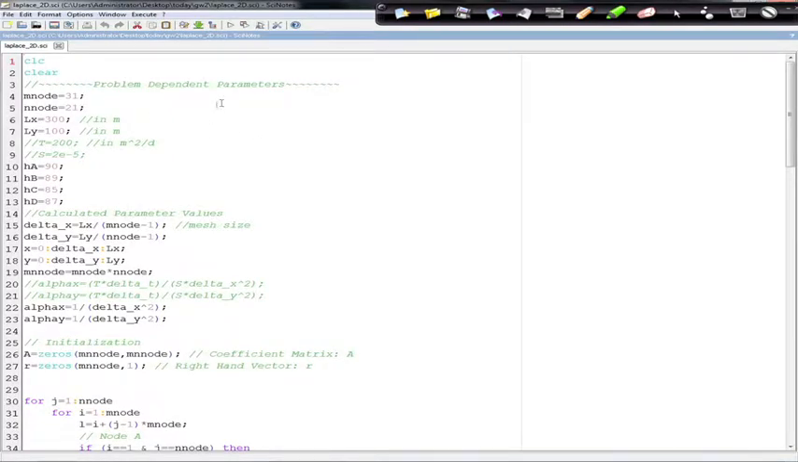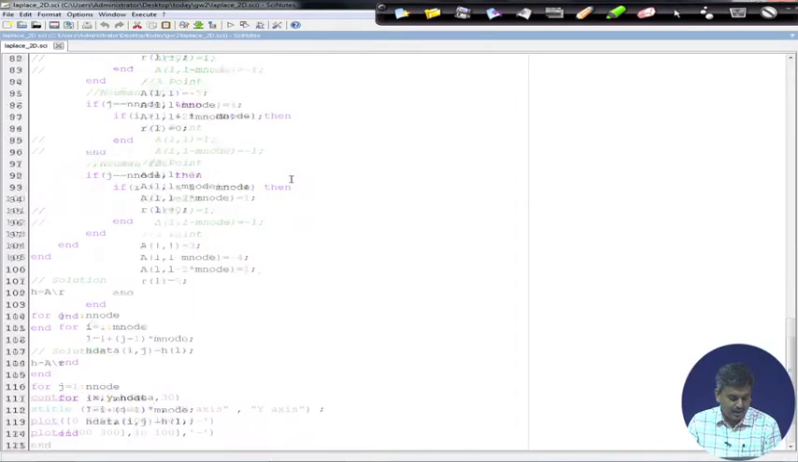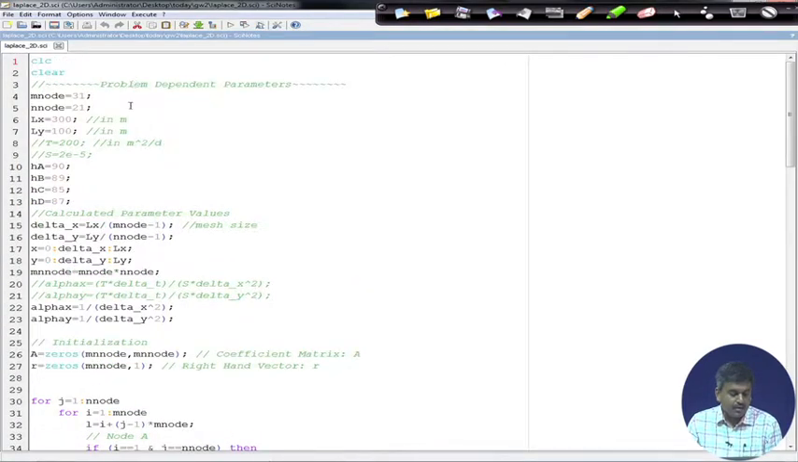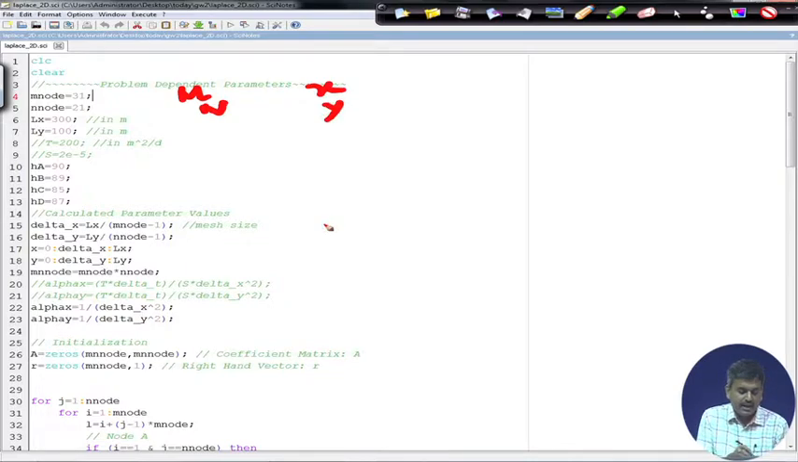So, Laplace 2D, let us say I have m nodes in the x direction and n nodes in the y direction. This is x, this is y. Lx is the dimension of the domain, Lx is 300, Ly is 100. HA is 90, HB is 89, HC is 85, HD is 87.